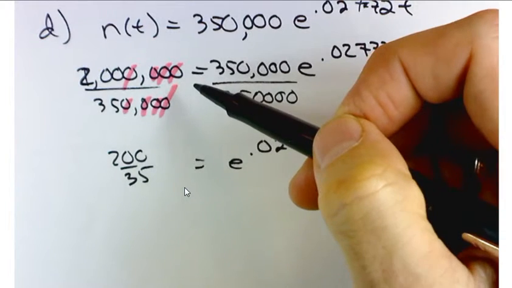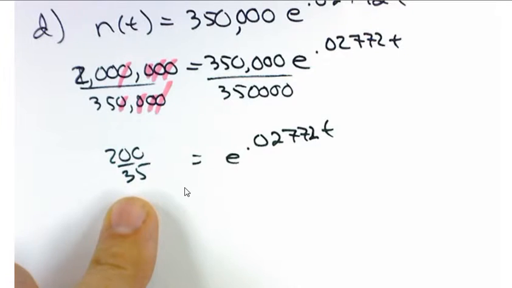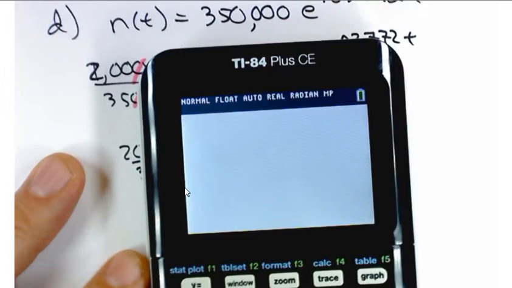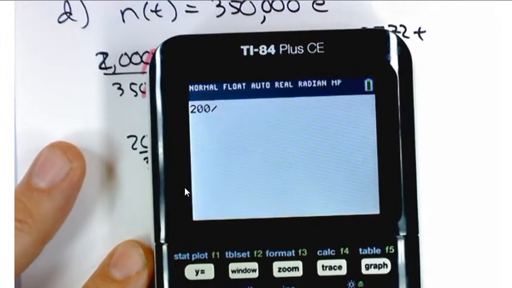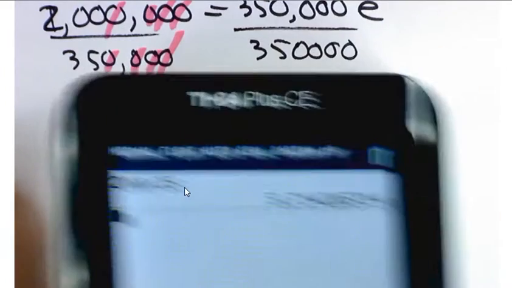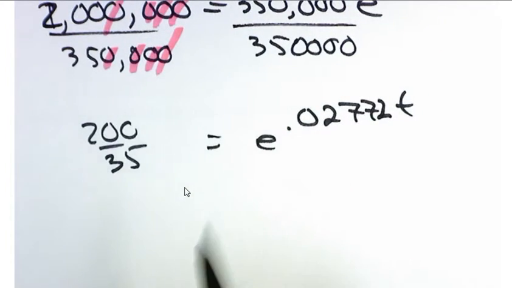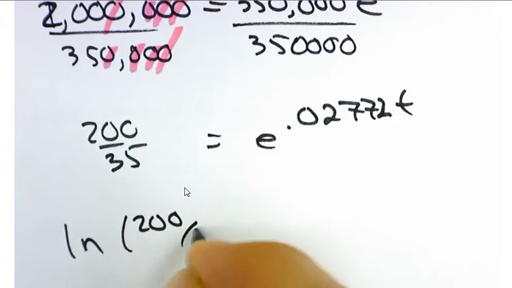You'll still get the same answer. It was about 5.7 something, I think. Let's check. So 200 divided by 35, yeah, 5.7. Now what? Now I want to take the log on both sides, right? So ln of 200 divided by 35 equals the ln of e to the 0.02772 t.